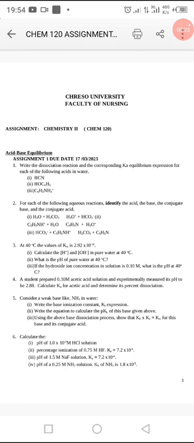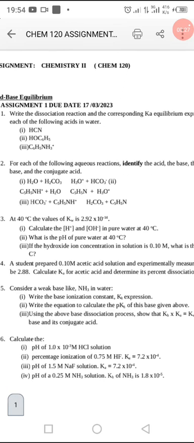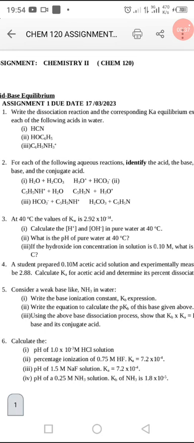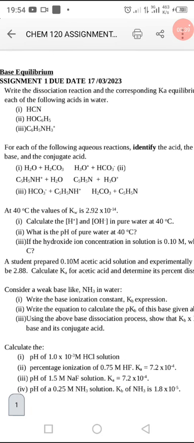So let's go with another question. That's my third question. If you look very carefully, the question says that at 40 degrees Celsius, the value of Kw, which is the ionization constant of water, is 2.92 times 10 exponent negative 14. Calculate the concentration of hydrogen ion and the concentration of hydroxide ion in pure water at 40 degrees Celsius. And the second question asks, what is the pH of pure water at 40 degrees Celsius?